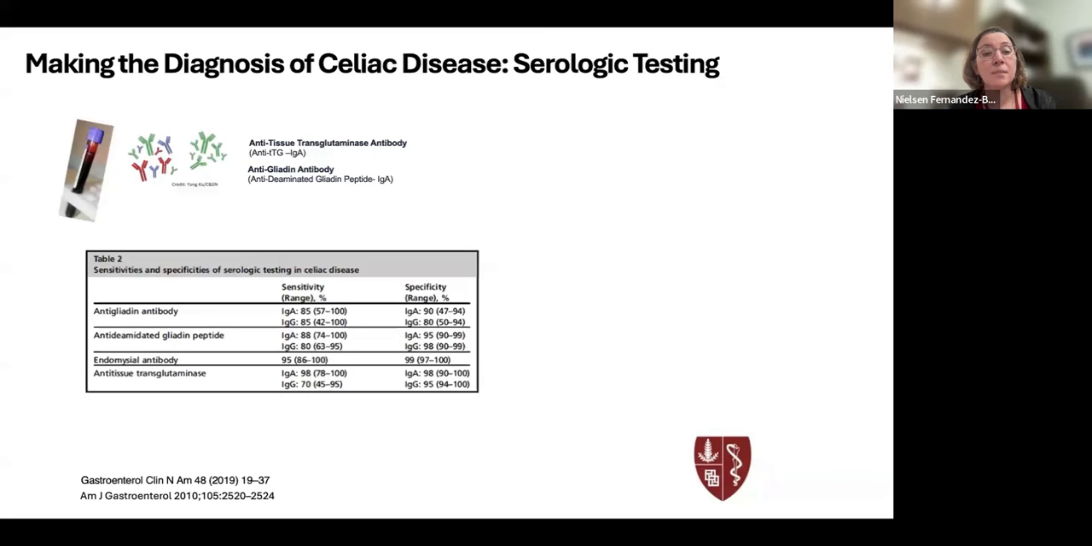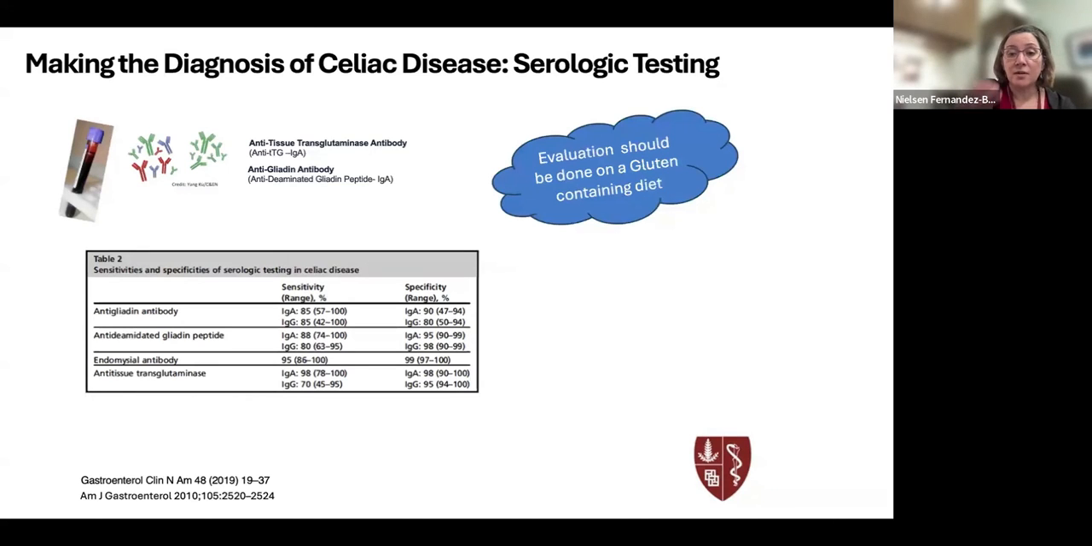The good thing about these tests is that they are highly sensitive, meaning they're very good at picking up the disease, and they can pick it up accurately 95 to 98% of the time. They're also highly specific, meaning that when they're positive, we can trust that the patient does have celiac disease, and it's accurate about 98% of the time.